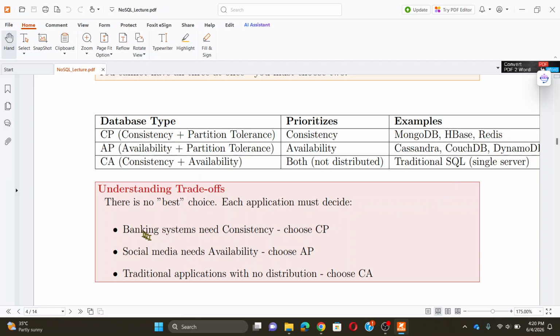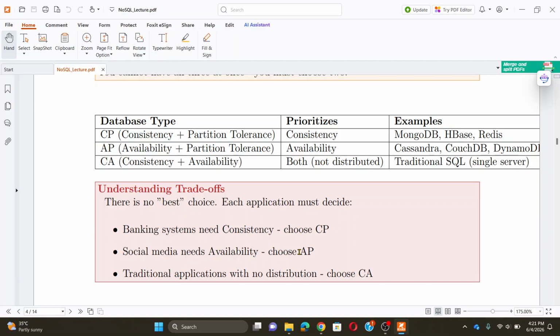So what would be the trade-offs between choosing what and ignoring what? There is no best choice. Each application must decide. Banking systems need consistency, so we must go with CP, in which the priority is consistency. And social media needs availability, so we'll choose AP.